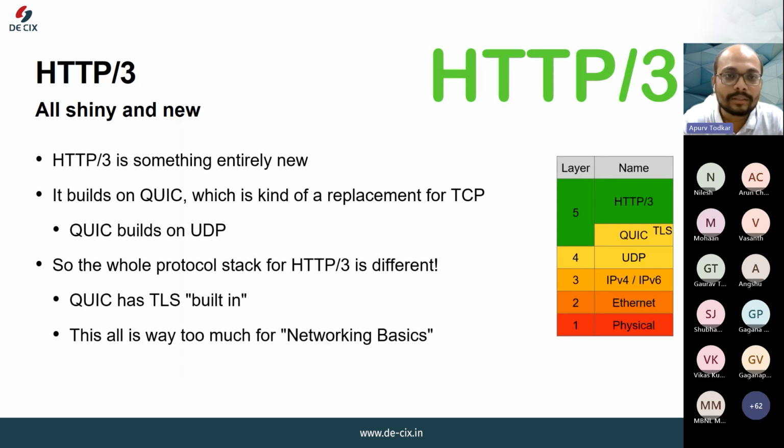So what does the protocol stack for HTTP3 look like? As you can see here, on top of UDP, there's QUIC. QUIC is technically a layer 4 protocol, but it functions on layer 5 as well. HTTP3 sits on top of QUIC, and one of the standout features of QUIC is that it supports transport layer security as a built-in feature. This means that there is no need for a separate TLS layer, and so it streamlines the process.